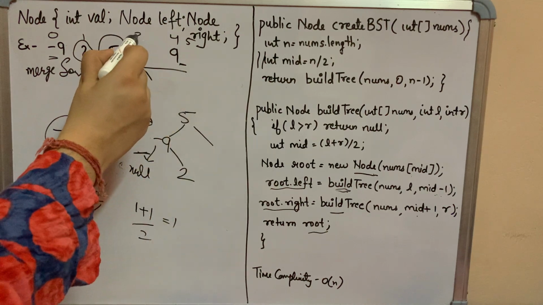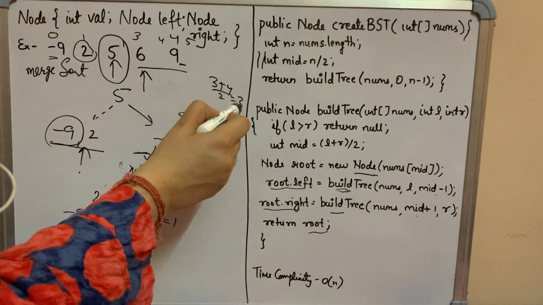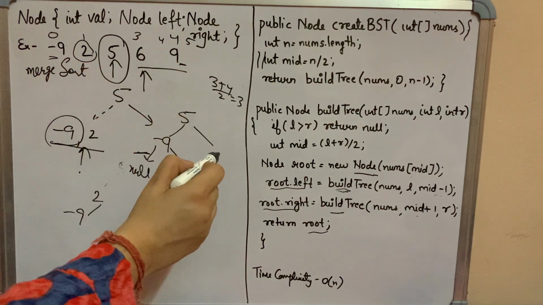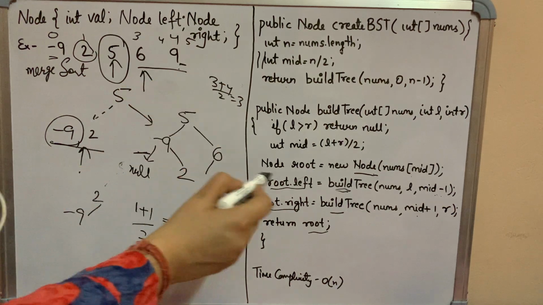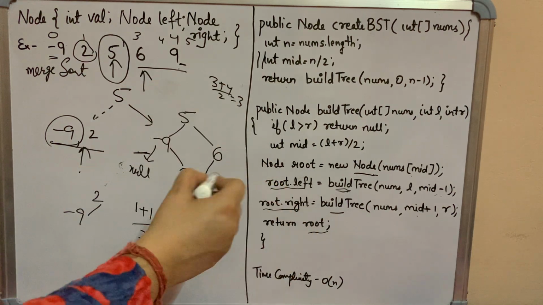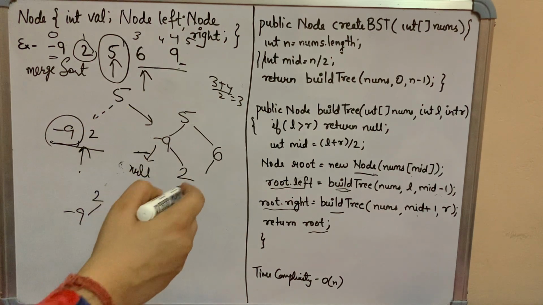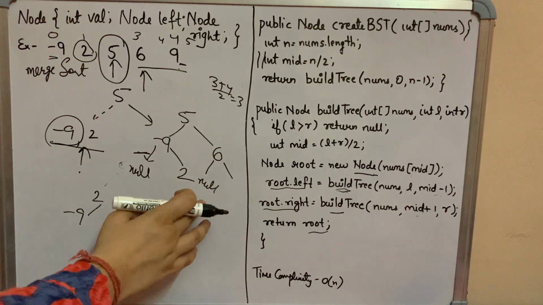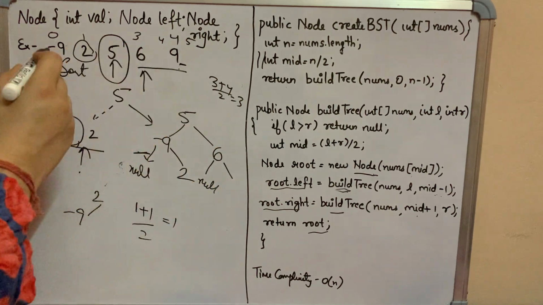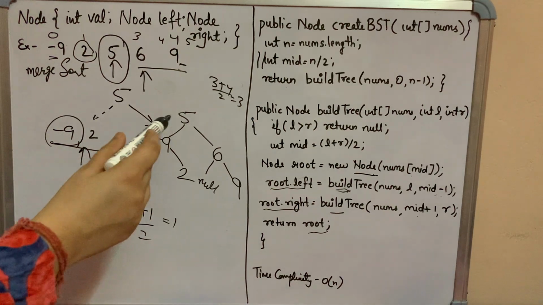This has index 3, this has index 4. 3 plus 4 by 2 is your 3. So your left section will be this. You put 6 here, and then in the left again the same thing will happen. You will put the element here. This will come up here as null, and you may do the calculation here as well when you are dividing it, like 3, 4, these are the indexes, and 9 will come here as 9. So this is the BST which will be formed.